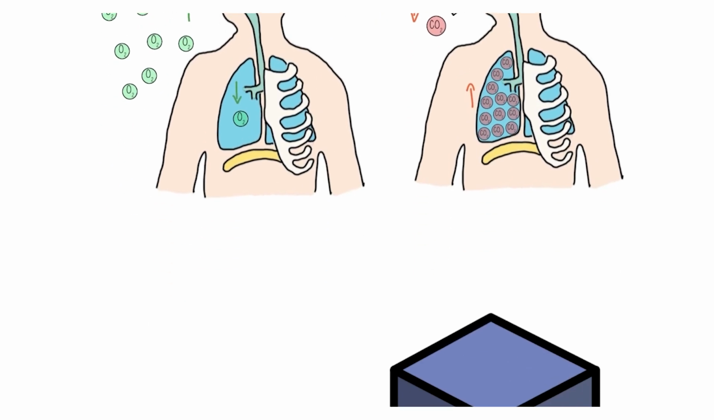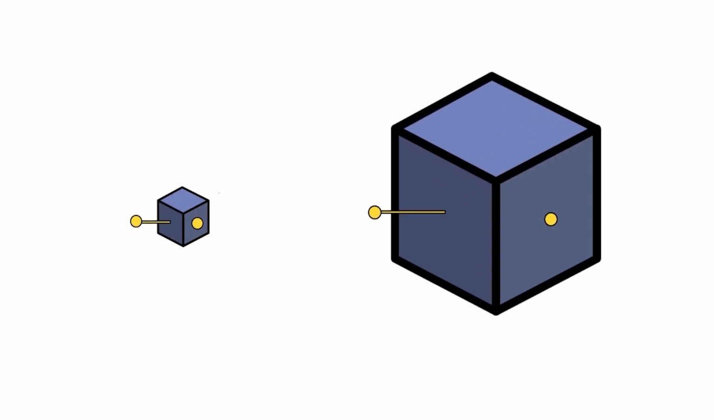Now, there are a number of factors that can affect diffusion, and therefore the rate of exchange of gases. Let's go through them one by one. First, we have diffusion distance. Now imagine these cubes are single-celled organisms. When they're smaller, there's a shorter distance that oxygen has to travel to get to the center of the cell. As the cell gets bigger, this distance increases, and oxygen takes even longer to reach the center.